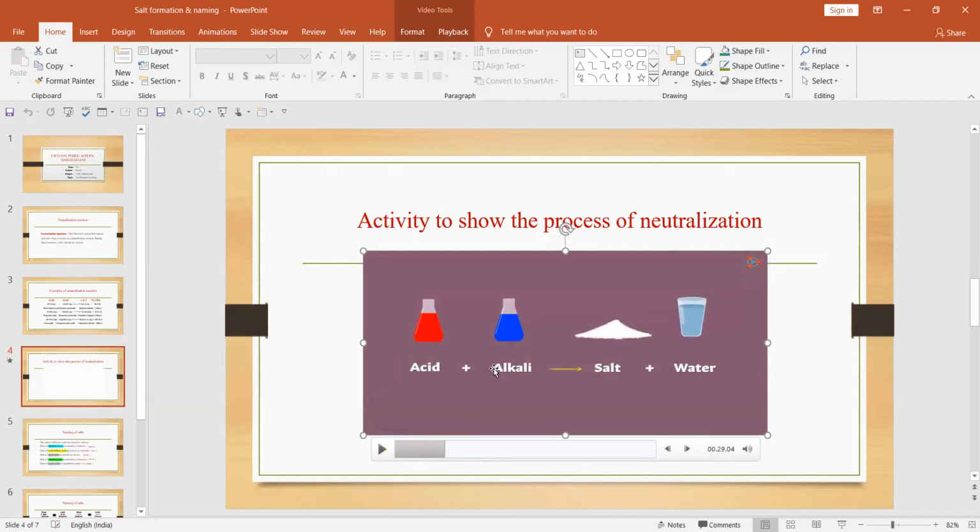Now, what is the difference between acid and alkali? What is an alkali? Alkali is basically those bases which are completely soluble in water. So generally alkali is used instead of other bases because they are completely soluble in water. Now let us watch.